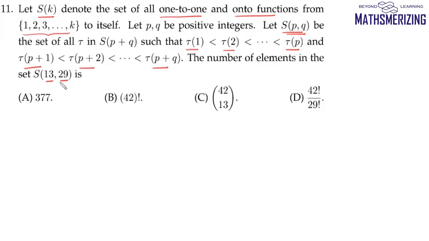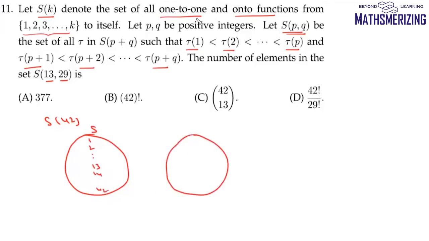Now in this set, we'll have all permutations in the set containing p plus q elements, and here the value of p plus q is 42. So this set S has 42 elements. We have to find one-one and onto functions from this set to itself. So this is 1, 2, 3, up to 13, 14 and up to 42. Now it is given that T1 is less than T2 is less than up to T13. So for all these 13 numbers, it becomes an increasing function.